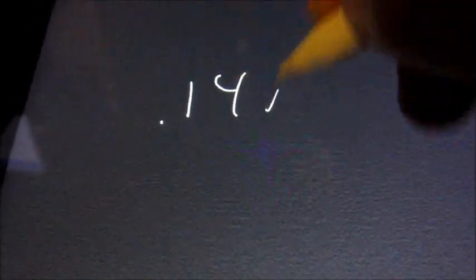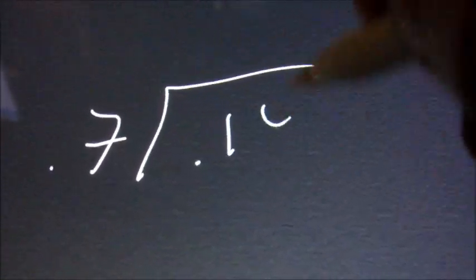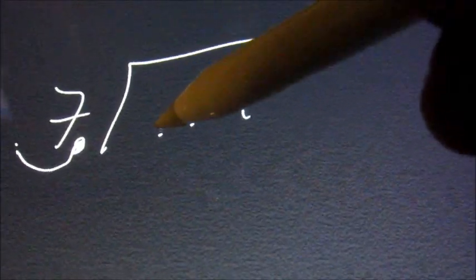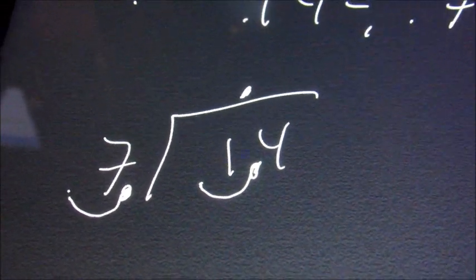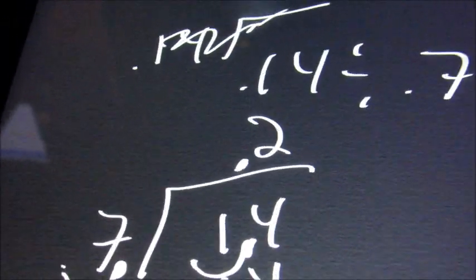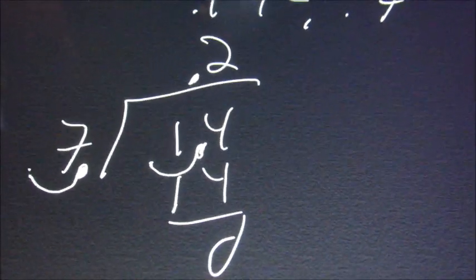I'll do one more. Let's say we have 0.14 divided by 0.7. So I'm going to rewrite it as 0.7 into 0.14. Now I need to move my decimal over so I don't have any numbers past the decimal. So I moved it over one spot. That means I need to move this one over one spot. Put the decimal up above. And now 7 will go into 14 2 times. 2 times 7, 14, 0. So the answer here is 0.2. And that is everything from 5.2.